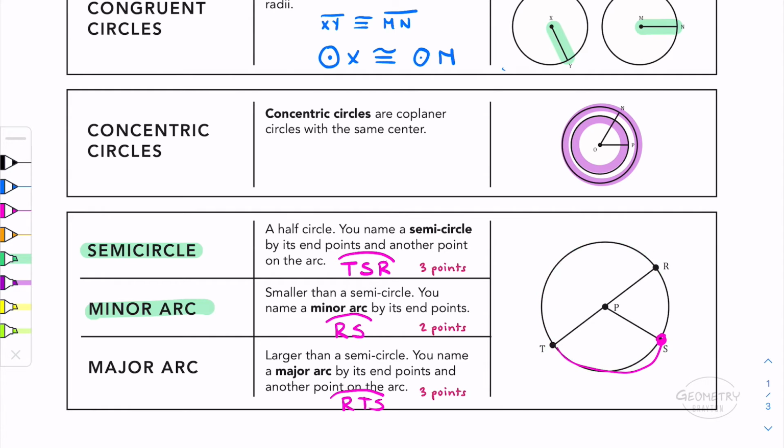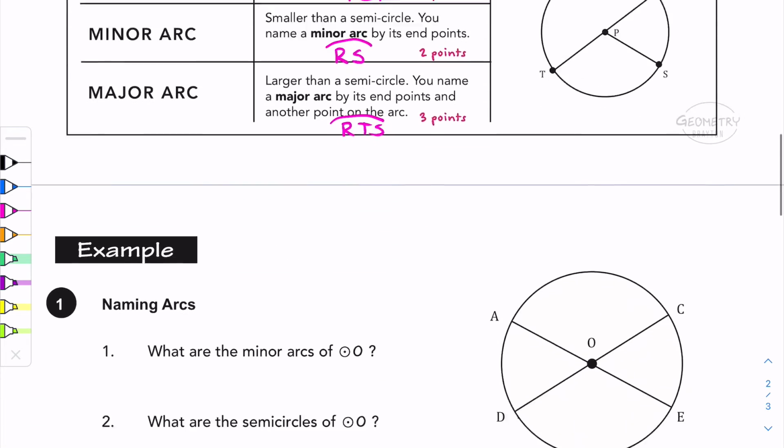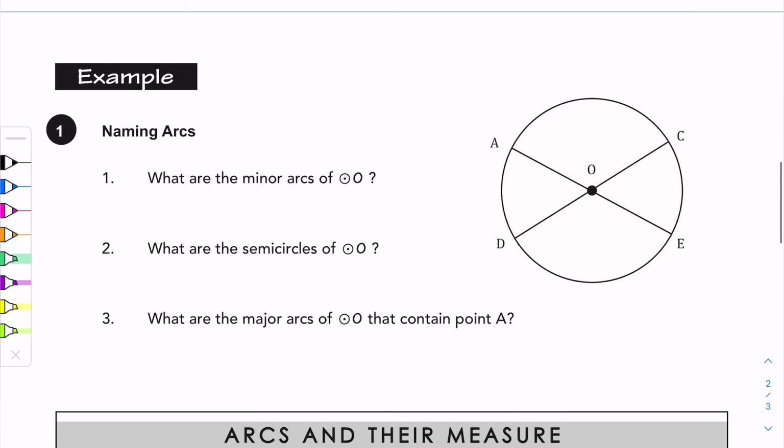So it's very important to make sure you get the naming correct. You will be graded on the naming. You absolutely have to make sure it is correct with the correct number of points, and you have to have that arc above it. So let's move on to the example where we're going to practice naming these major, minor, and semi-arcs.